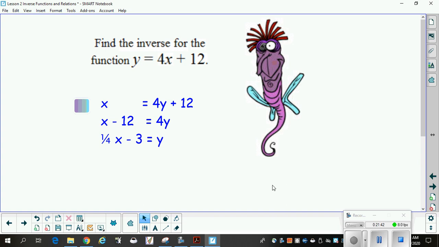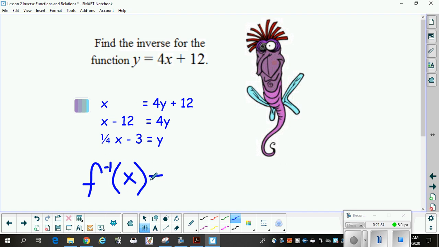How did you do? Now, oftentimes I am going to want you to write this in function notation. So you would simply put f to the negative 1 of x is equal to 1/4 x minus 3. You're just putting in the function notation.